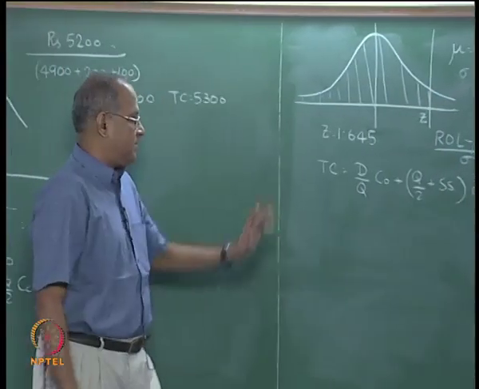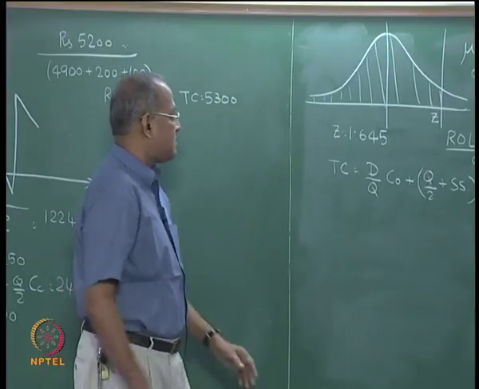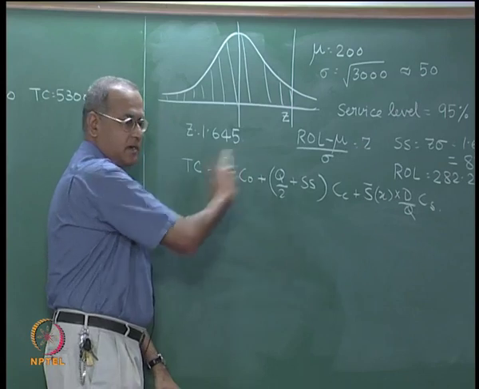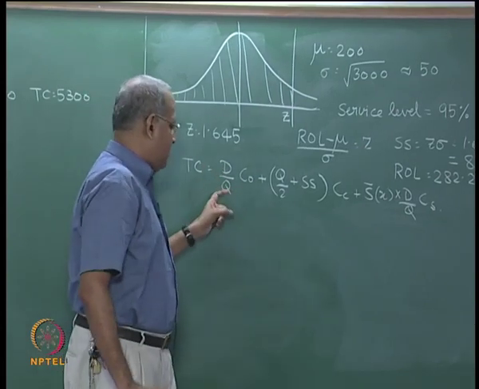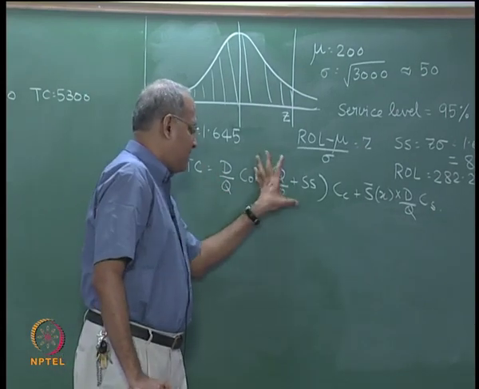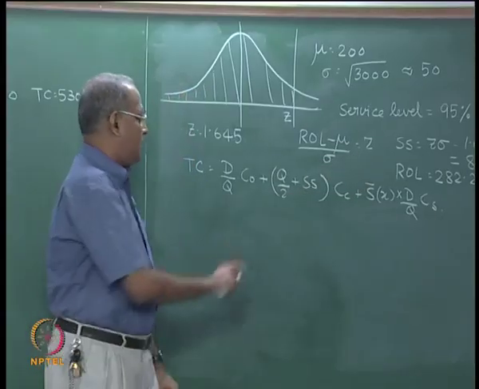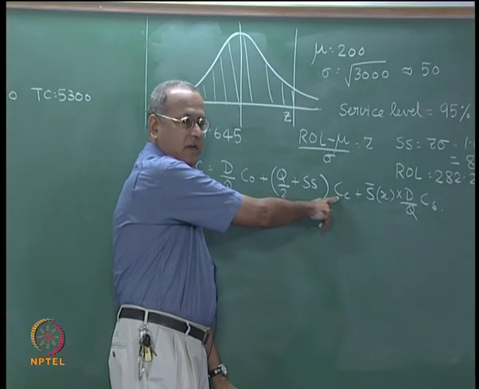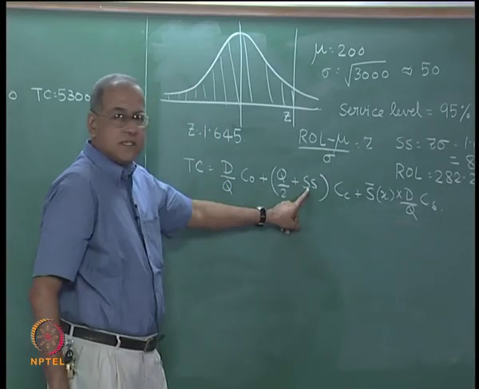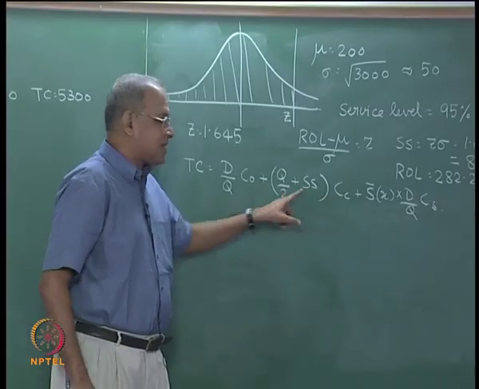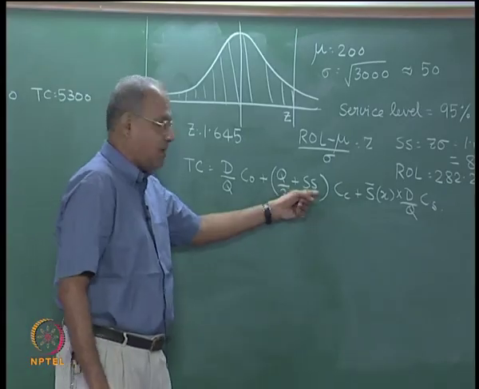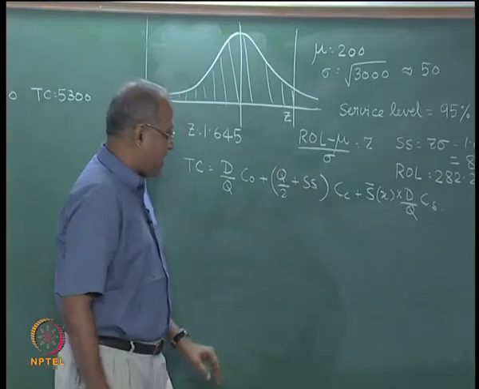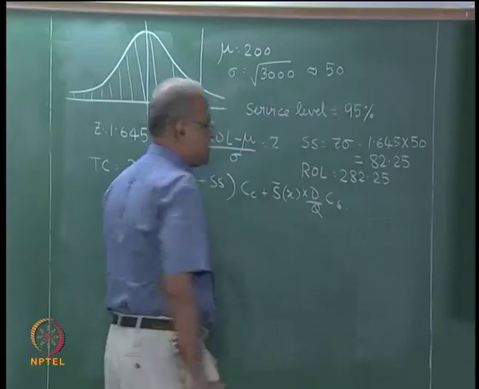Let me explain this expression. Total cost has three components. This is the order cost component: D by Q is the number of orders into order cost. This is the carrying cost component: Q by 2 is the average inventory in the system, which is multiplied by the cost of holding. Now, this safety stock, as mentioned earlier, is carried continuously, therefore there is no average there. The same safety stock will come here into Cc, plus S bar of x into D by Q into Cs.